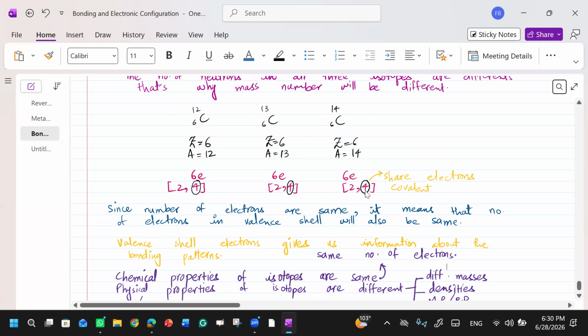Okay. Whenever oxygen approaches, two oxygen will approach one carbon. Why will two oxygen approach? We will see this. I will explain you this example. Are you clear? Yes.